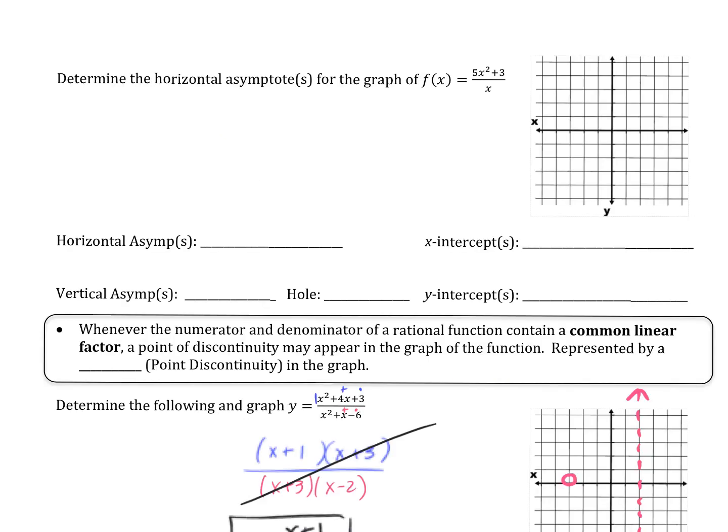Okay, you guys, let's take a peek at this guy. Can I factor it at all? I cannot factor that, right? So this is what we're dealing with. That horizontal asymptote.